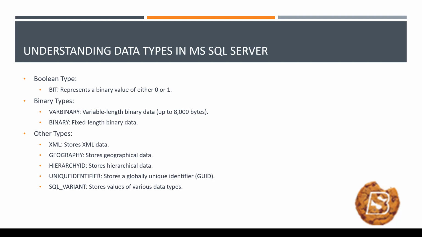We have binary types where we have varbinary, variable length binary data, and binary, fixed length binary data. Other types like XML stores XML data, geography stores geographical data, hierarchyid stores hierarchical data, uniqueidentifier stores a globally unique identifier, that's GUID, and sql_variant stores values of various data types.